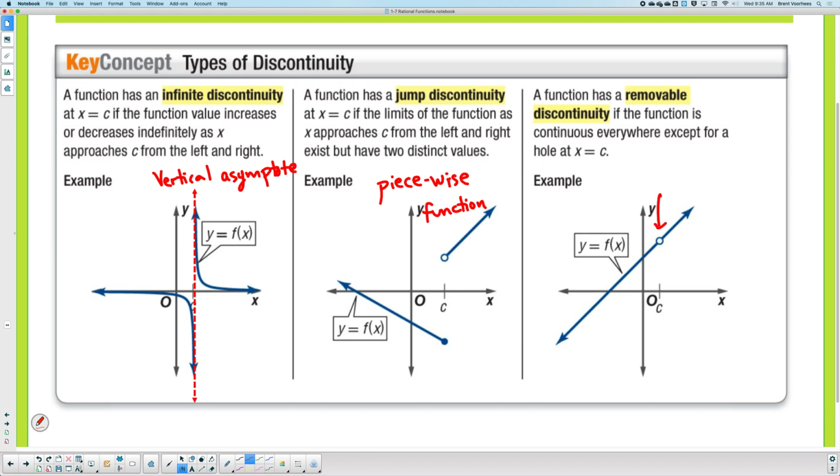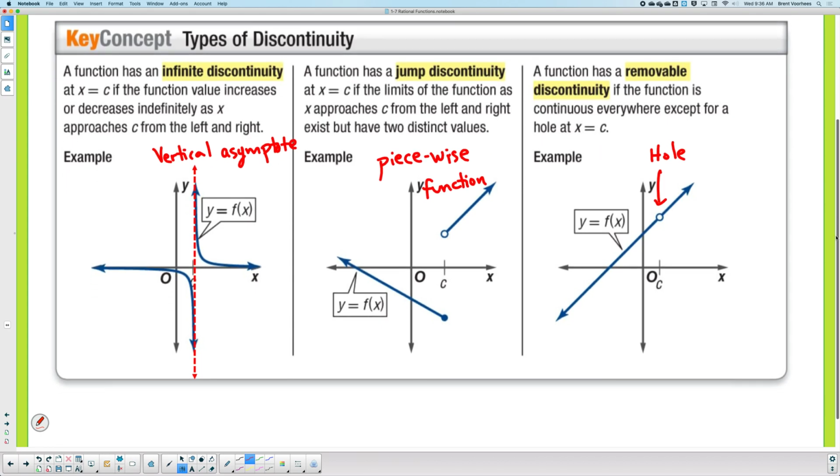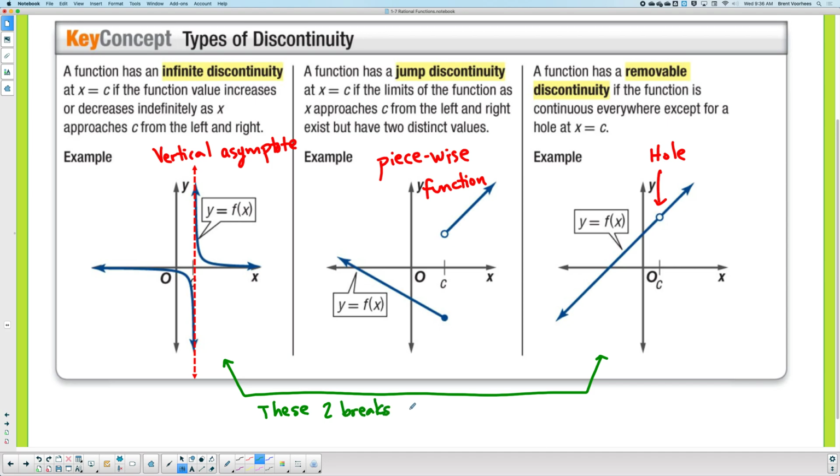On your cheat sheet, if you go back a slide, you will see the vocabulary for a vertical asymptote and a hole. Those two breaks, or discontinuities, are created by rational functions.